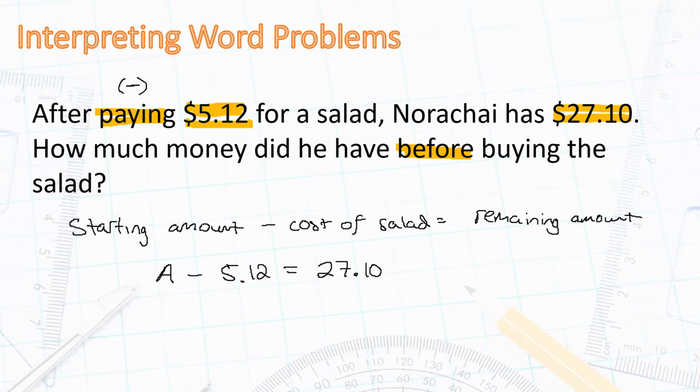Now I need to solve for A. We are subtracting 5.12 from it, so I'm going to add 5.12 to both sides to try and get A on its own, to get my starting amount back. So think about what we're doing here. We're saying I paid $5.12, I have 27 left. Well, if I reverse that, if I add the $5.12 back in, that would tell me how much I started with. So then the starting amount was $27.10 plus $5.12, so that would be $32.22, and then the unit we're in is dollars.